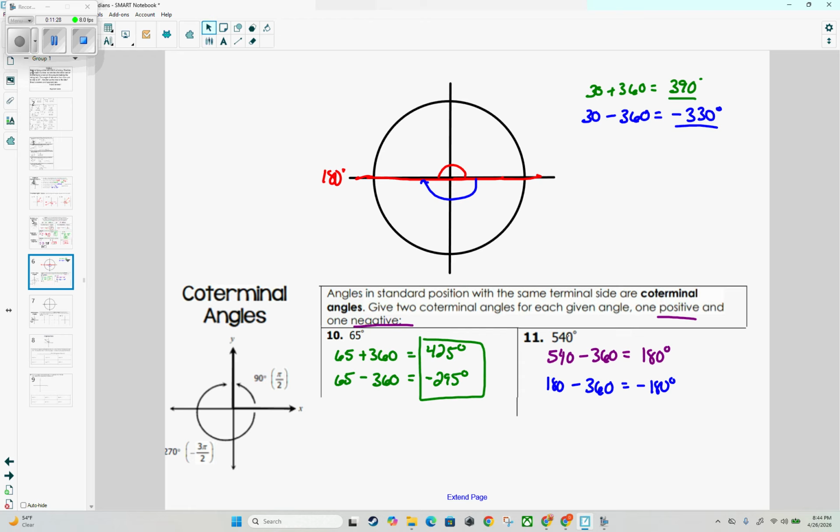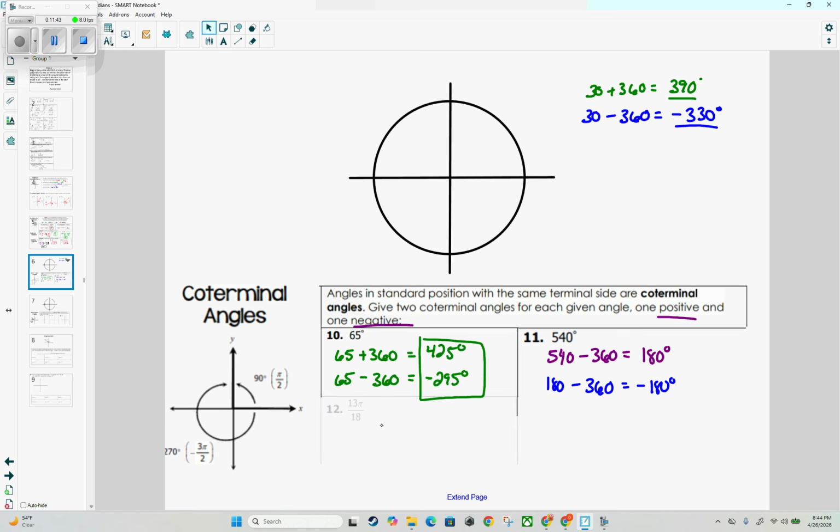I would assume a lot of you went 540 plus 360, and you're right, that would be a coterminal angle, but you're just making it bigger. Sometimes it's easier to try to get the numbers closer to or less than 360 if they're not. All right, that'll make it a little easier.